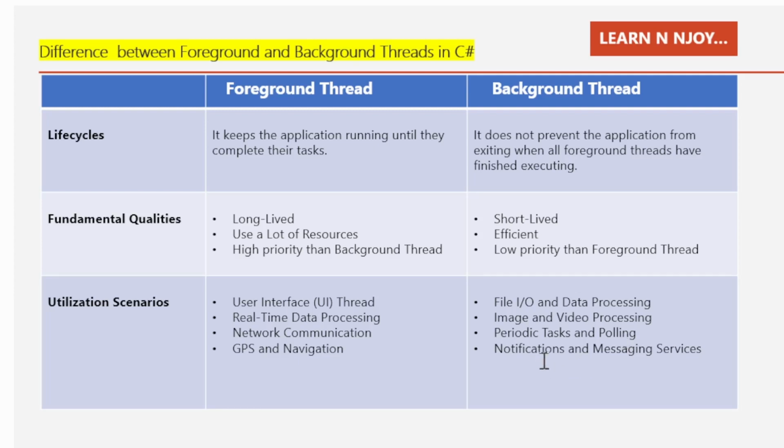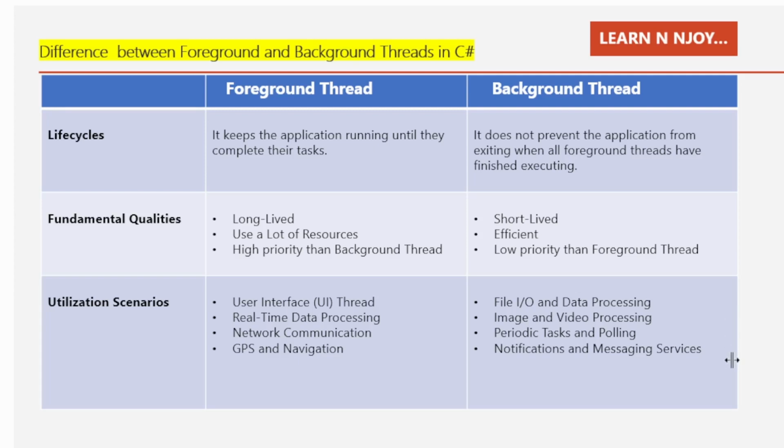Now, when we talk about notification and messaging services, background threads are often used for sending push notifications, processing incoming messages, and managing messaging queues. They maintain communication between users without impacting the application's primary functionality. So in these types of use cases, background threads play a vital role.